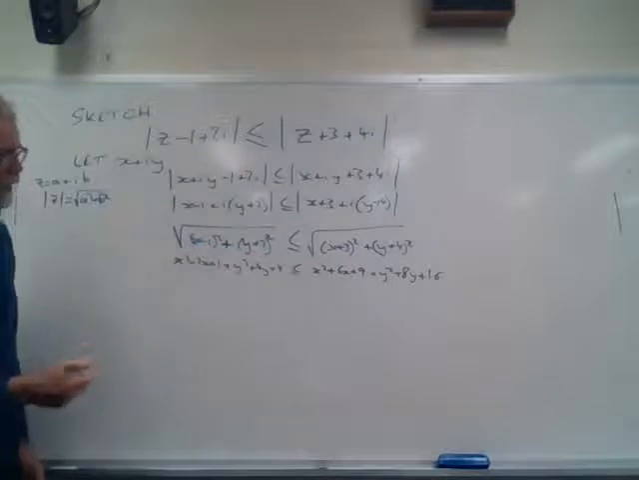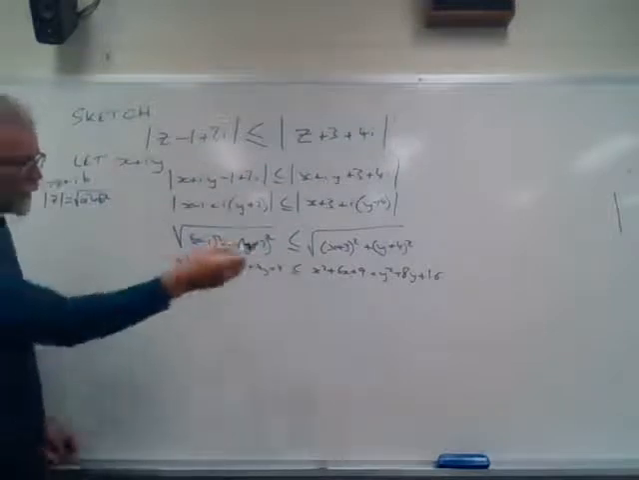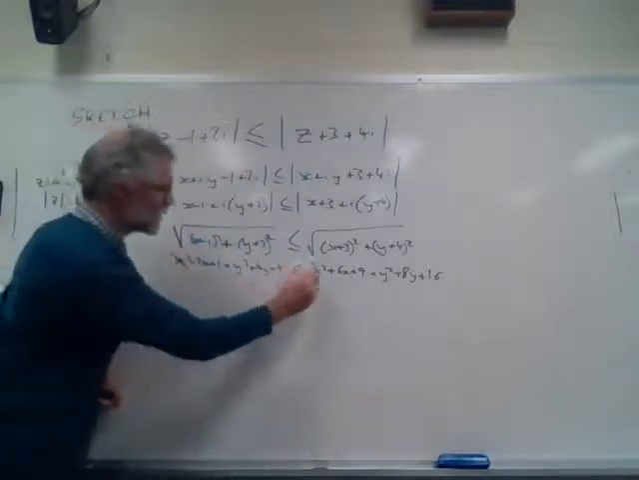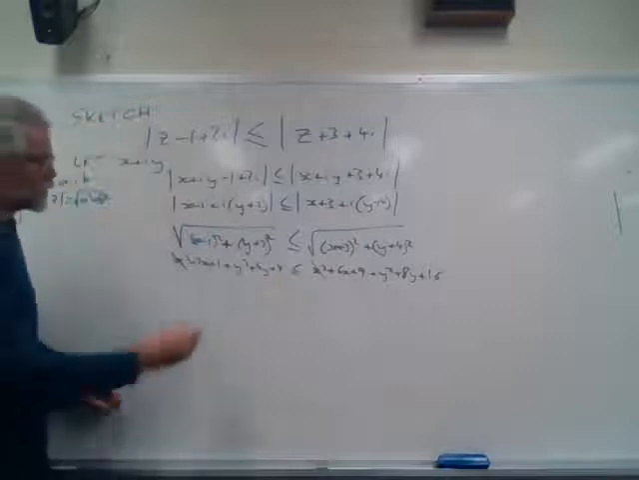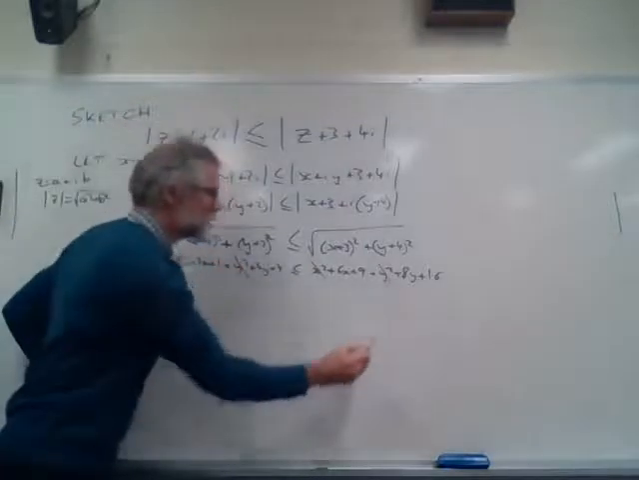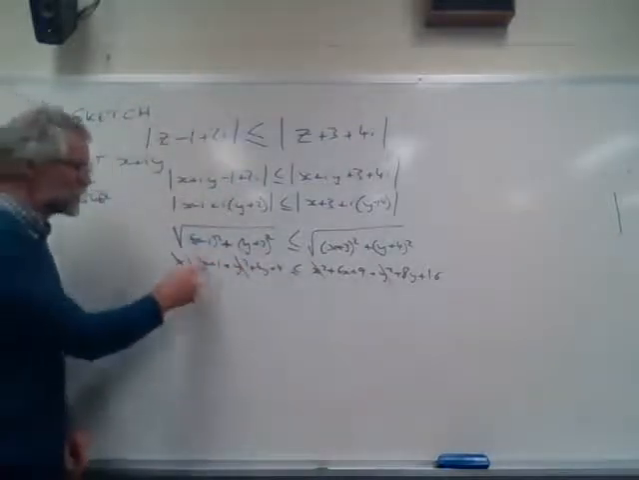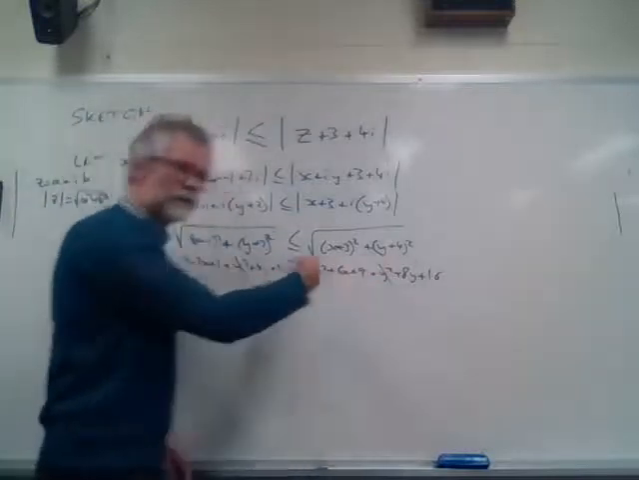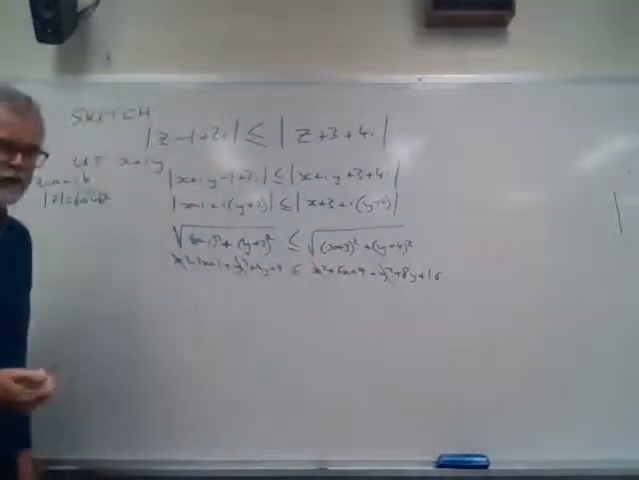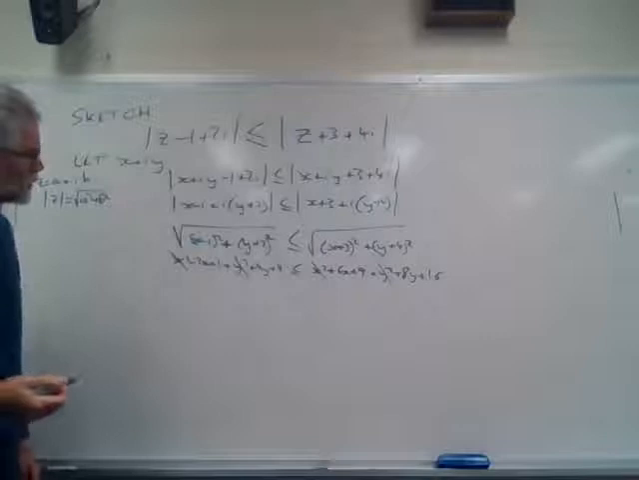And now lots of stuff will disappear. If I take away x squared from both sides, that goes away. If I take away y squared from both sides, that disappears. Now I've just got single x's and y's. I'm going to rearrange that and I'll get a straight line of some sort. So it's just a matter of doing that.